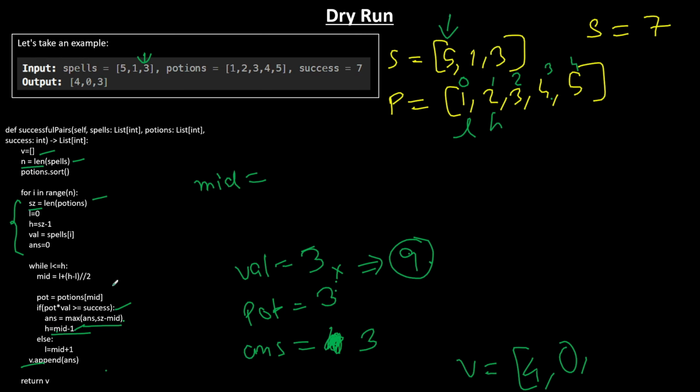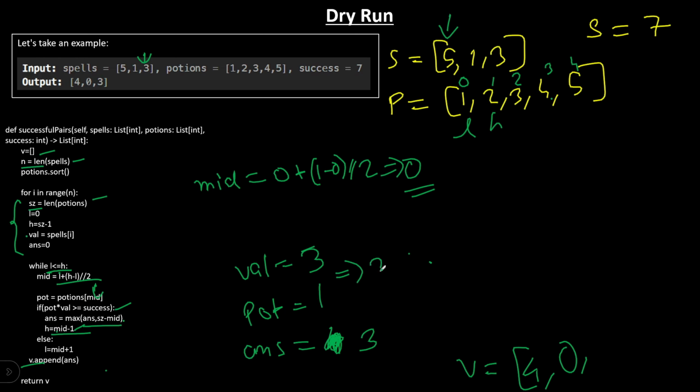Now again we go back. Again we check the condition is true. Again we take out the mid value. L is 0. H is 1. Yeah, (1 minus 0) divided by 2 gives me 0, right? So mid value becomes 0. So when the mid value becomes 0, portion of mid gives me how much? 1. So port becomes 1 now.